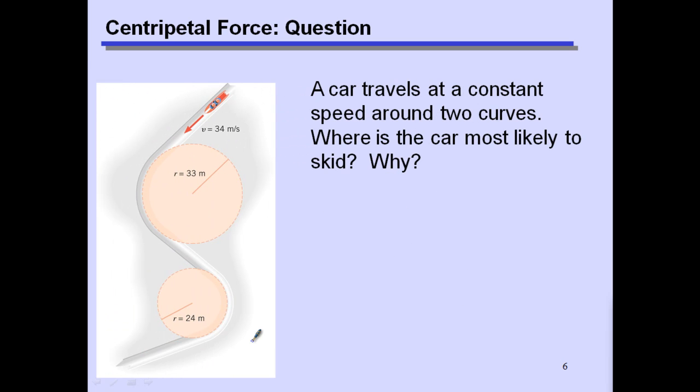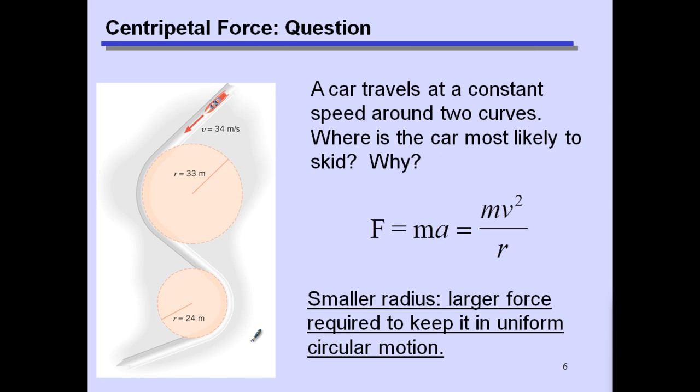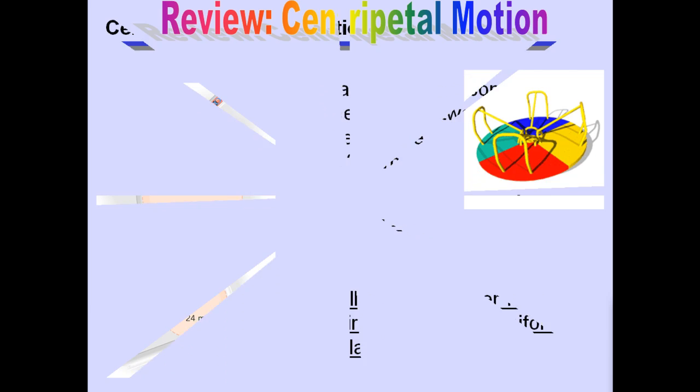So a car travels at a constant speed around two curves. Where is the car most likely to skid and why? We just found that equation. So we can just use this guy. We can see that if this r is smaller, that means the f is going to be bigger. So that means it requires a larger force for a smaller curve. If this r gets bigger, our f gets smaller, because we have r on the bottom here. Every time we increase this, it's going to decrease our f. So the bigger the radius, the smaller the force. So it's easier to go around big curves than it is to go around small curves. It requires less force.